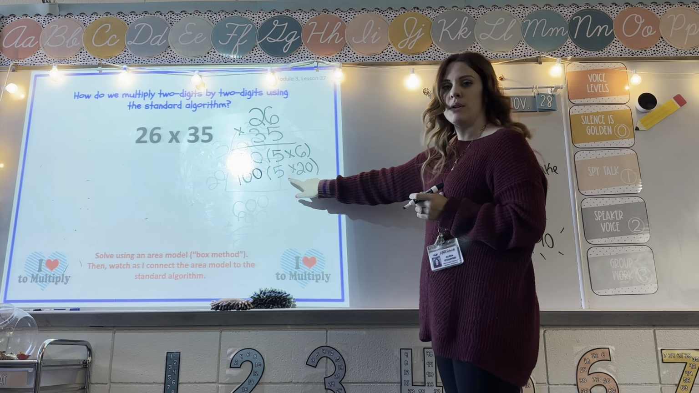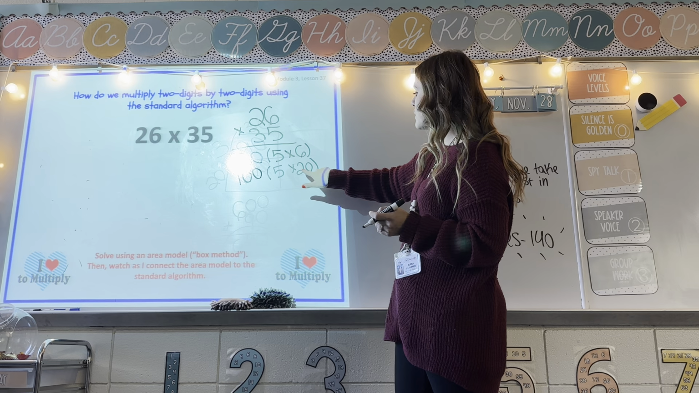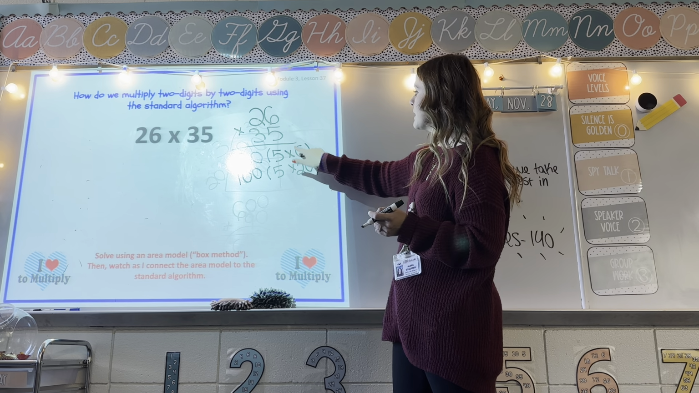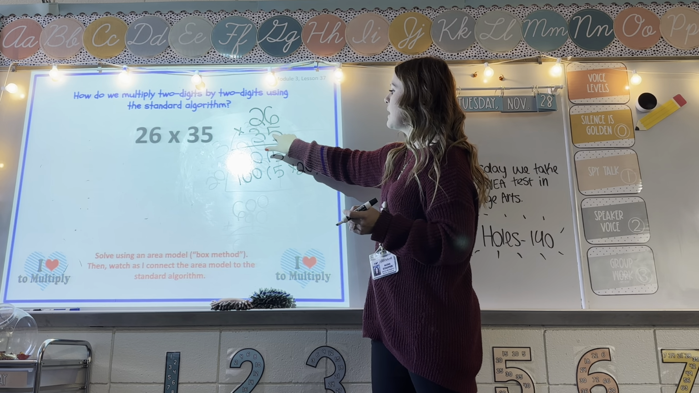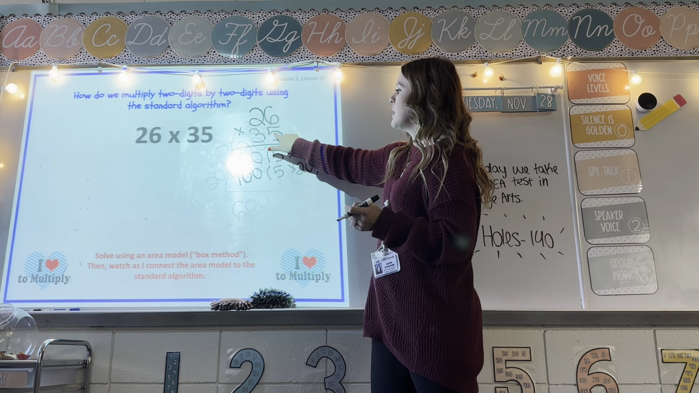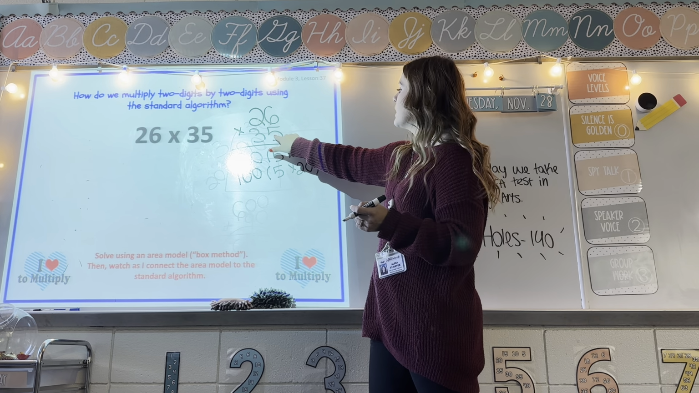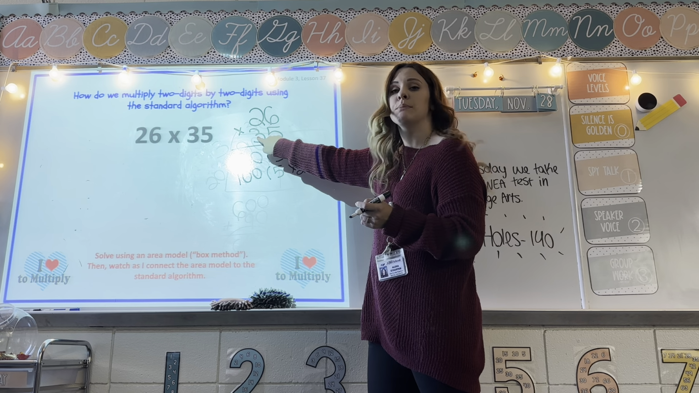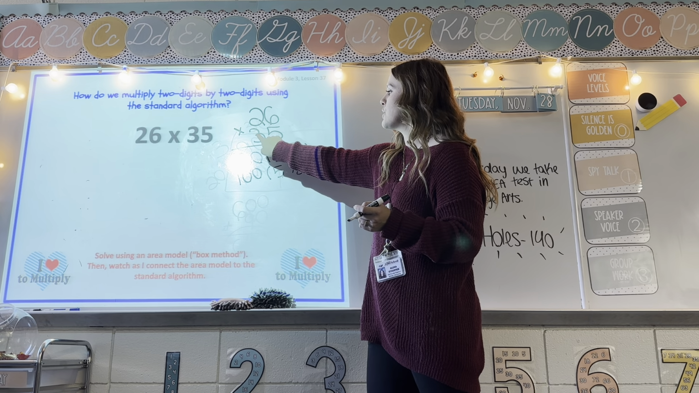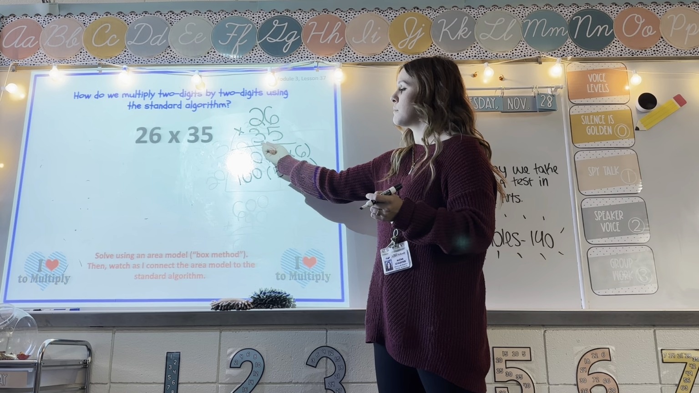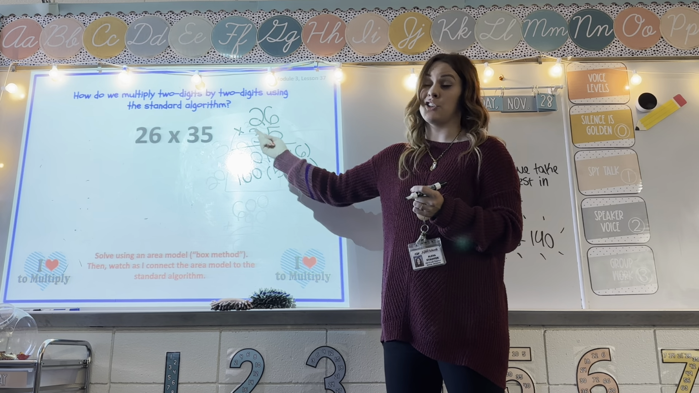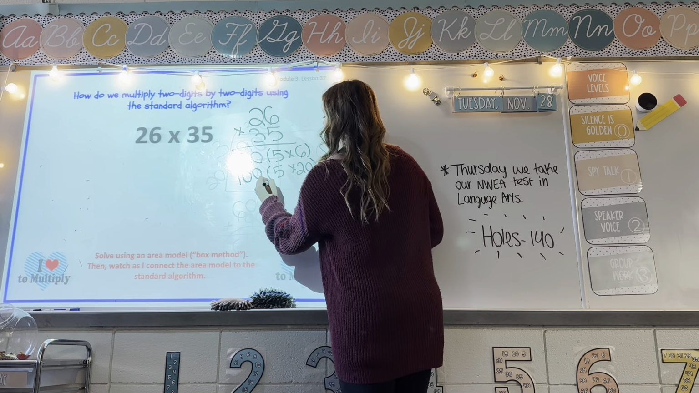Okay, so notice that we have 5 times 20 and 5 times 6 to make 26. That was messing with our 5s. Now that our 5s are done, our 1s places, we're going to move on to our 10s place. Our 10s place is actually a 30, not a 3, because remember, when the 3 is in the 10s place, it's actually a 30. So let's start with 30.